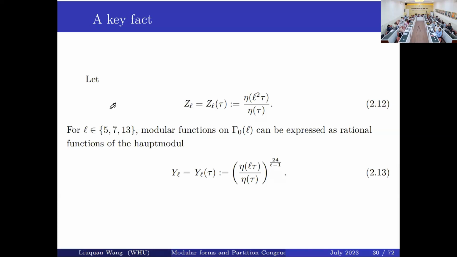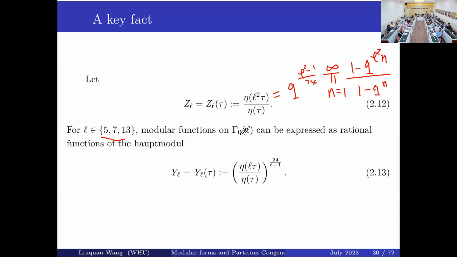Okay, now we need another key fact. For L being 5, 7, or 13, these three primes, we denote z_L(tau) to be the quotient of eta(L tau) squared over eta(tau). So in other words, if you don't remember the definition of the Dedekind eta function, let me write the easiest way for this definition. This just means the product of (1 minus q to the L n) squared divided by (1 minus q to the n). Yeah, this is the function z_L.